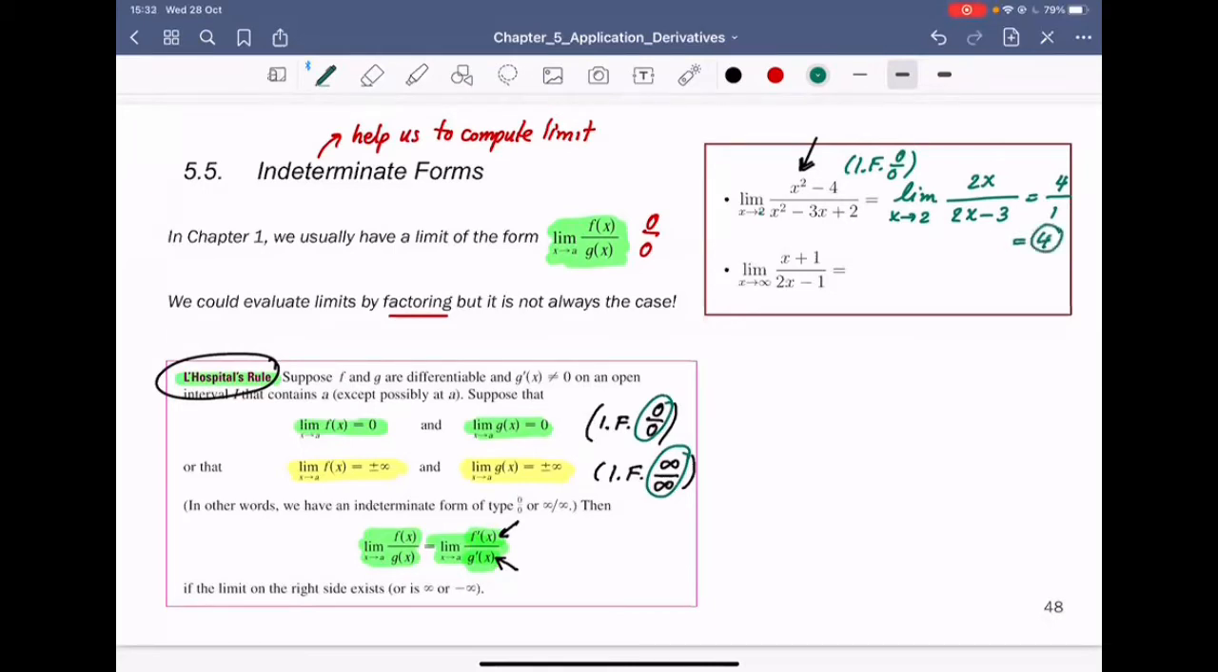Simple, you see. You don't have to factor, or do conjugate or something. You can use the L'Hopital rule now. Super easy.